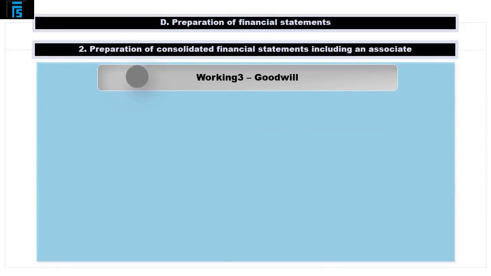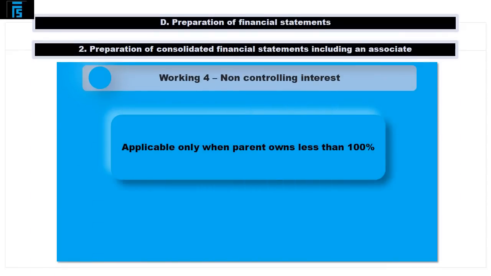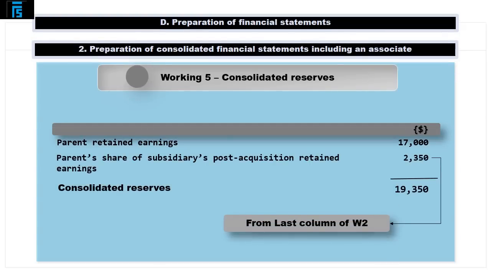The third working, Goodwill, begins with the €10,000 investment by the parent entity, from which we deduct the €8,600 fair value of the subsidiary's net assets as at the date of acquisition, which we take from the acquisition date column of working 2, and this yields goodwill of €1,400. Working number 4 is once again called non-controlling interest, but there is still no need to make use of it, which brings us to working 5, group retained earnings.